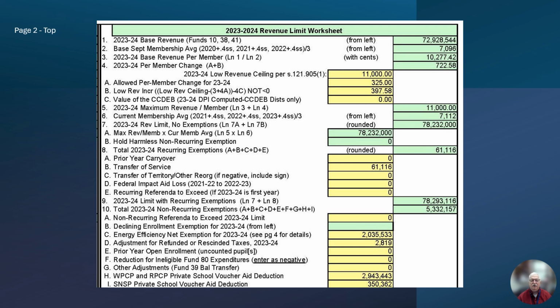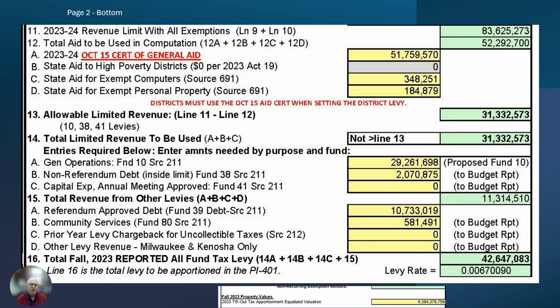It's important to note that this revenue limit amount constitutes about 90% or more of all revenue in our operational budget. What happens with our revenue limit is very important to our budget. The entries shown in 14A through 14C comprise the levy portions of the revenue limit: the general fund, Fund 10, the non-referendum debt fund, Fund 38, and the sinking fund, Fund 41, that is used for pre-funding construction projects. Fund 41 is not used in the Stevens Point School District at this time.